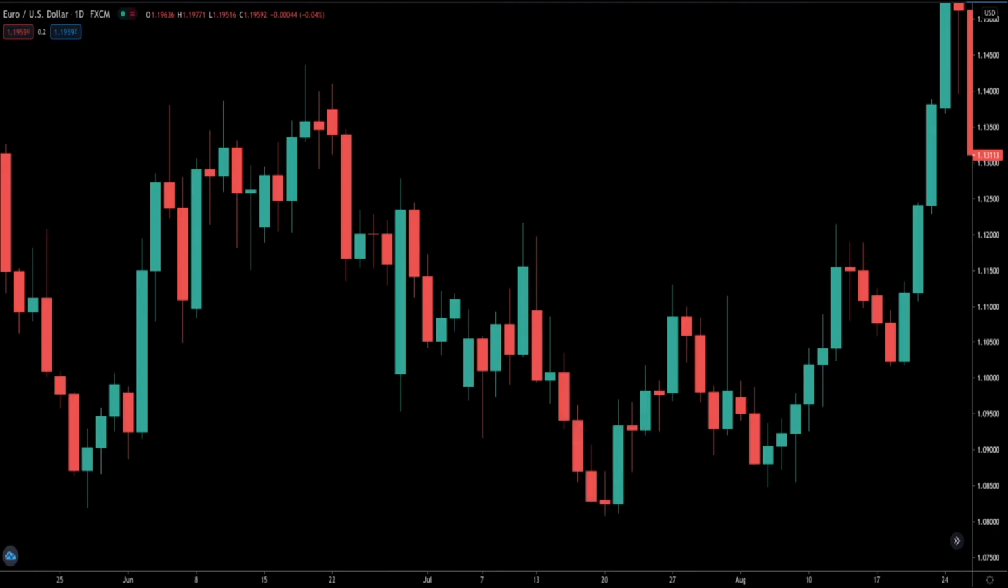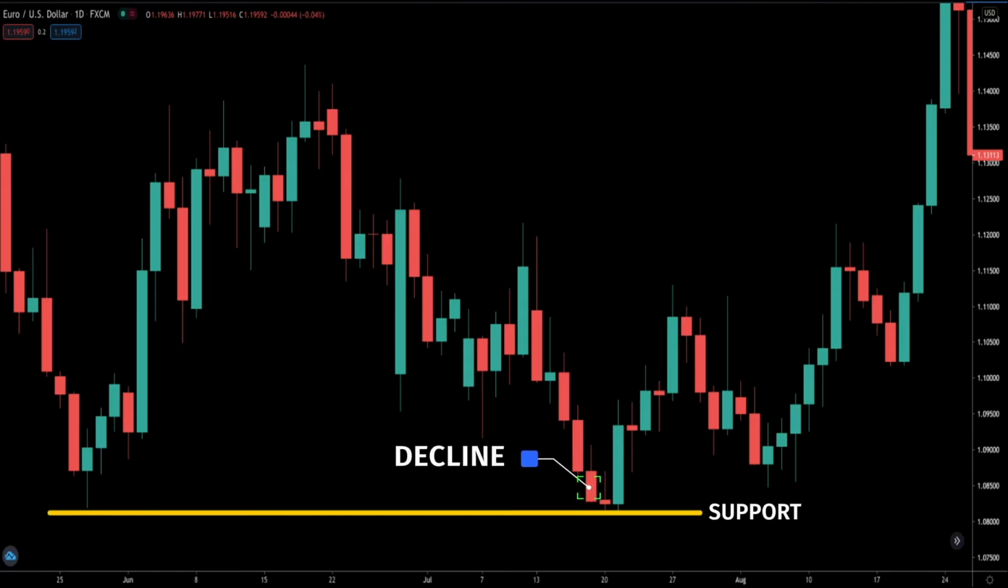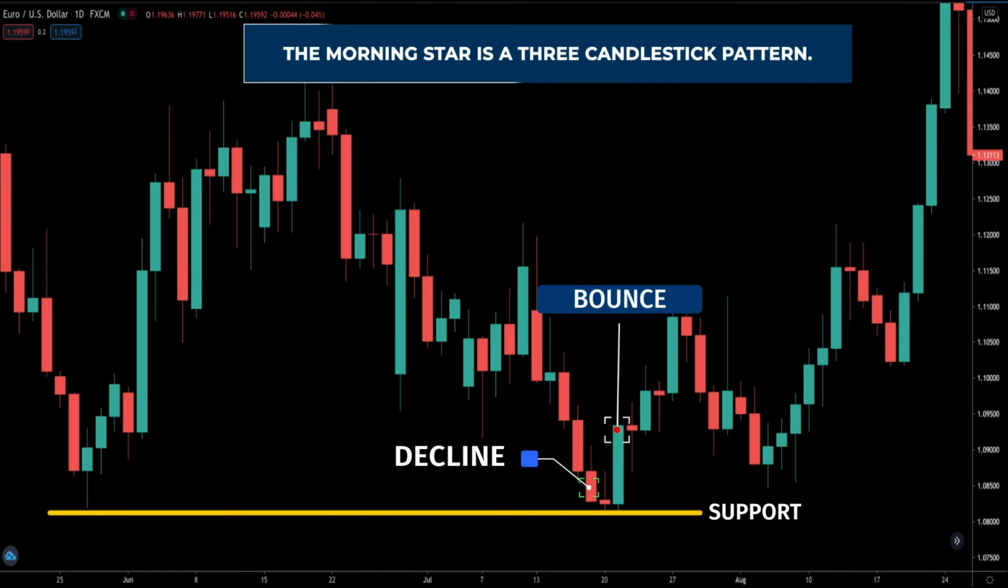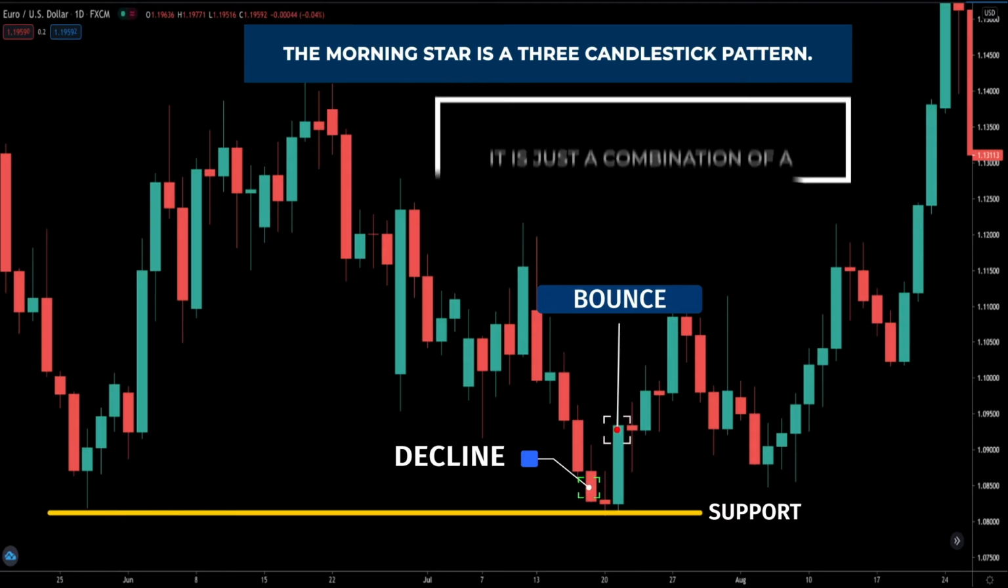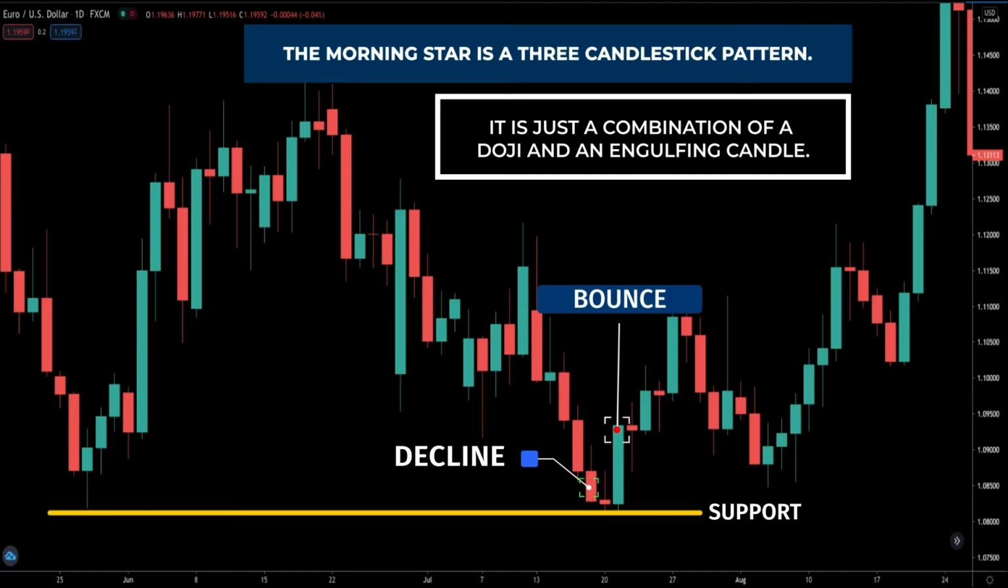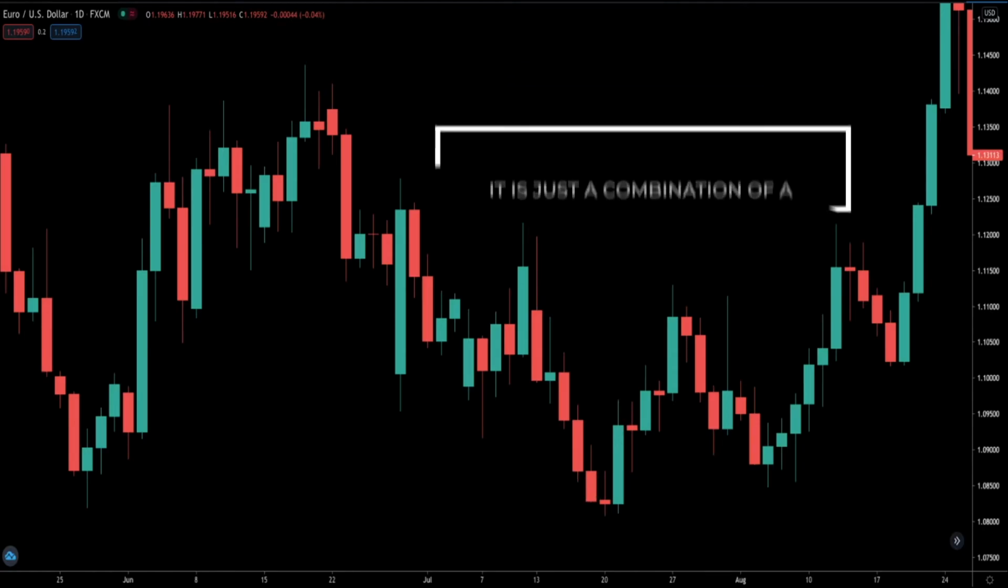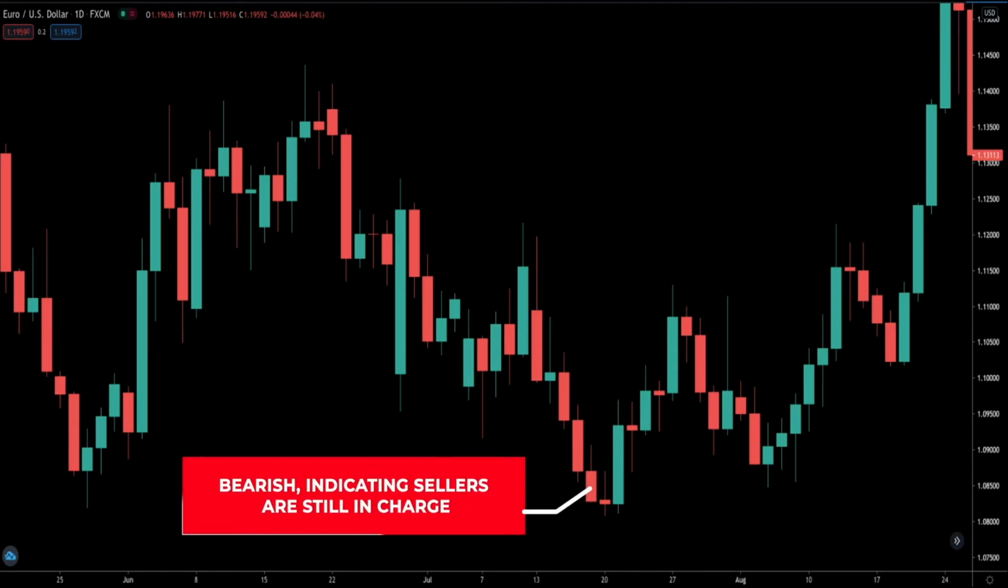It is a bullish reversal pattern, meaning that price must decline, find support and start bouncing up. The morning star is a 3-bar candlestick pattern, unlike the doji candle, which is 1, or the engulfing pattern, which is 2. Remember, it's just a combination of a doji and an engulfing candle. So 2 plus 1 equals 3. Simple maths. The first candlestick will be bearish, indicating that the sellers are in charge.